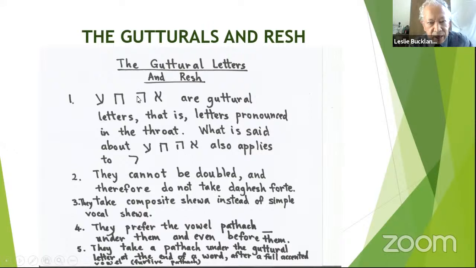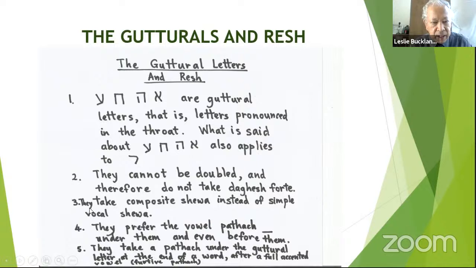Mapik comes into the He, but the dagesh forte does not come into any of these, because it cannot double any of these letters. You see, when you put dagesh forte in a letter, in a consonant, ordinarily it causes that letter to be doubled. And because these letters cannot be doubled, it cannot take dagesh forte in them. So they cannot be doubled, and therefore do not take dagesh forte.